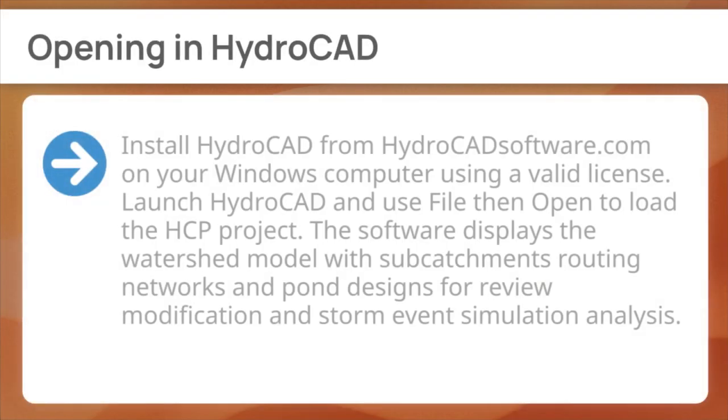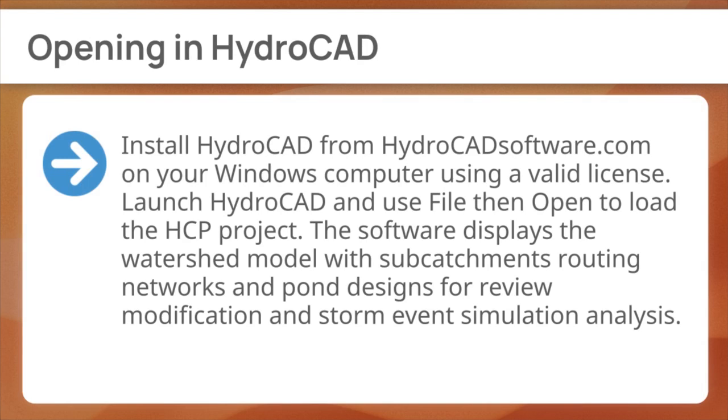First, opening in HydroCAD. Install HydroCAD from hydrocadsoftware.com on your Windows computer using a valid license. Launch HydroCAD and use File then Open to load the HCP project. The software displays the watershed model with subcatchments, routing networks, and pond designs for review, modification, and storm event simulation analysis.